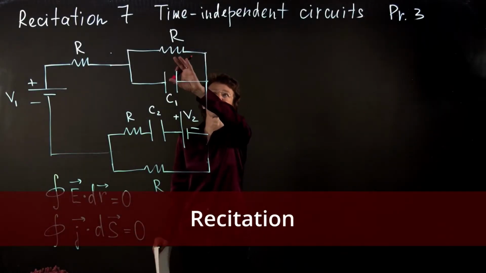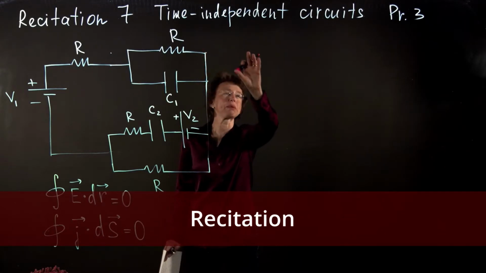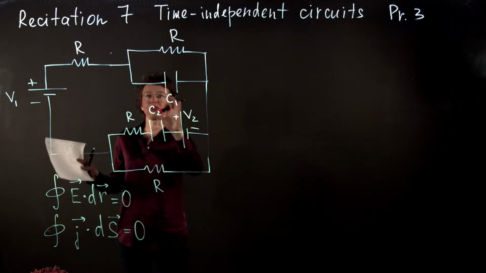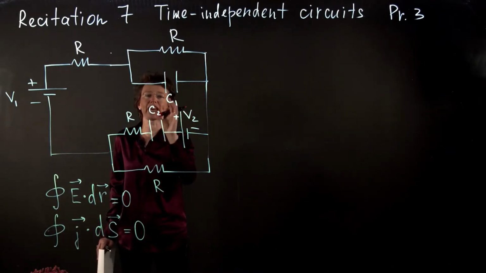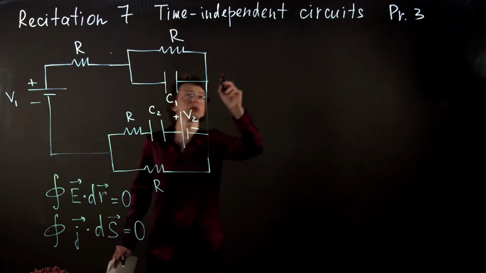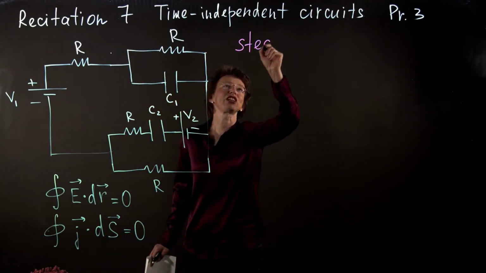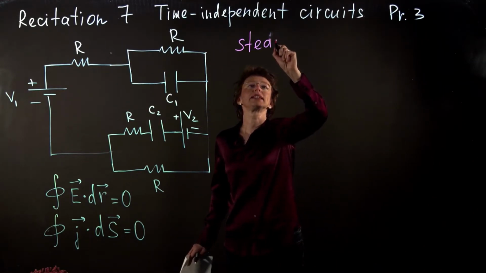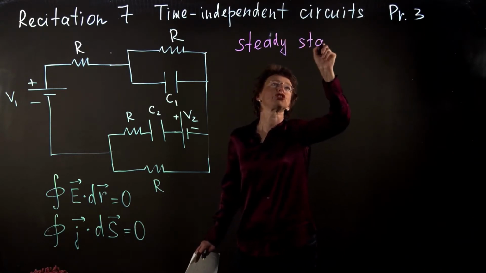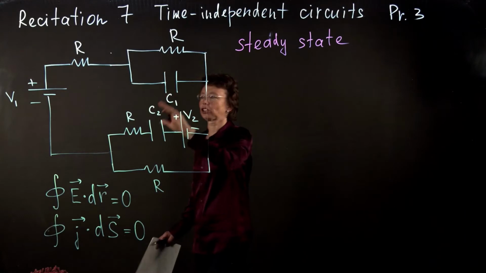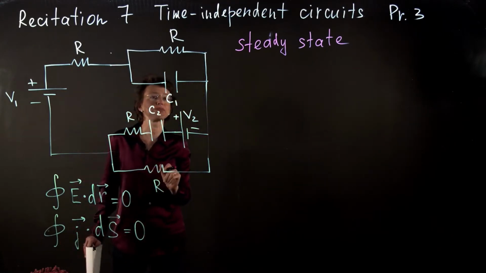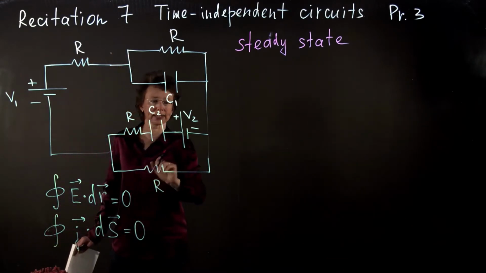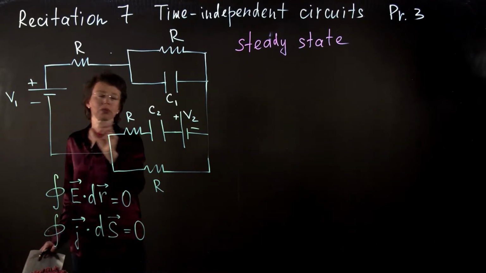This is recitation 7. We work with time-independent circuits, and this is problem 3. This circuit was put together a long time ago, which means that steady state is reached. Steady state has been reached, which means that current and current densities do not depend on time. All resistances, all capacitances, and all voltages across the batteries are given.